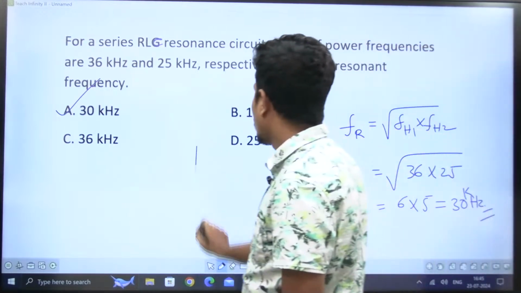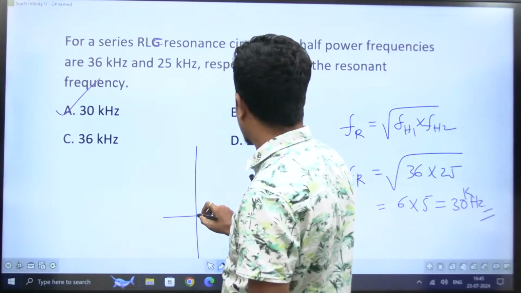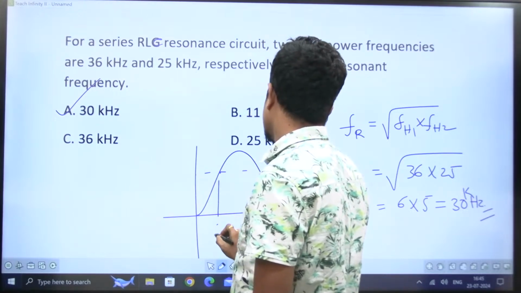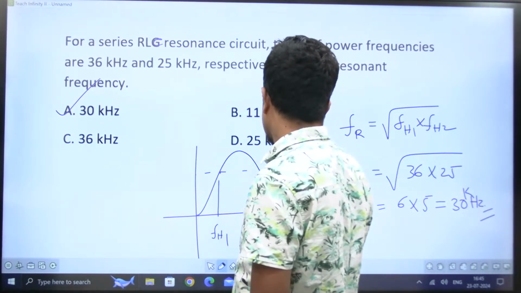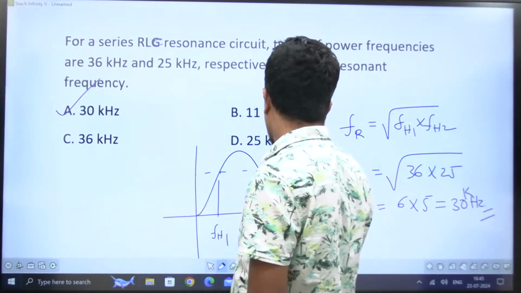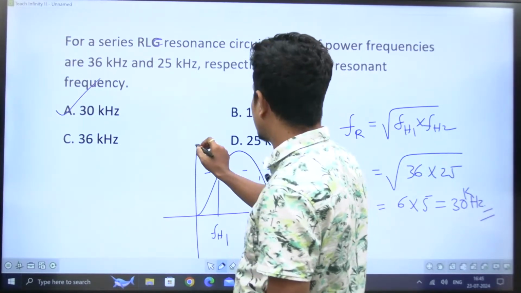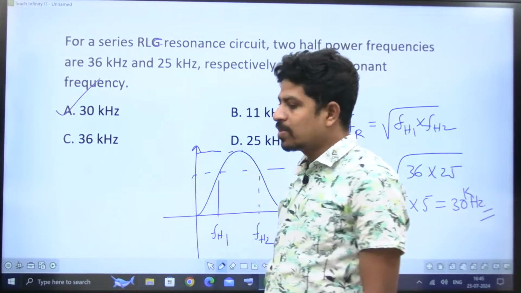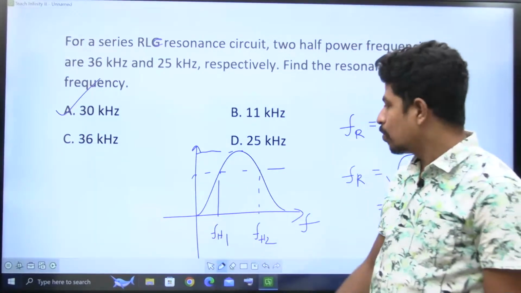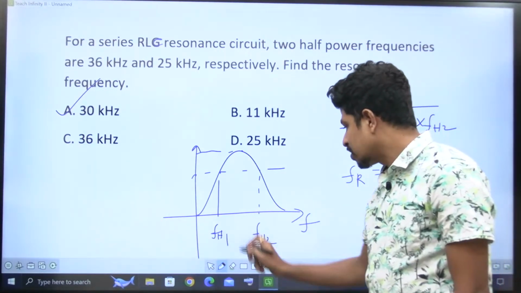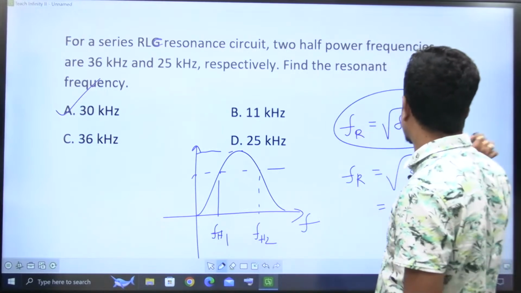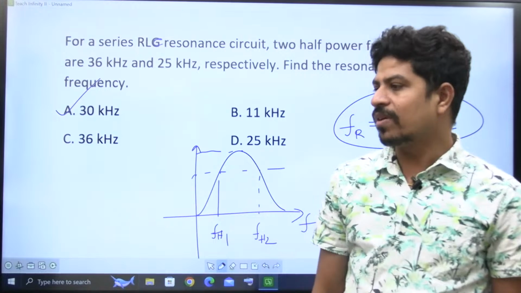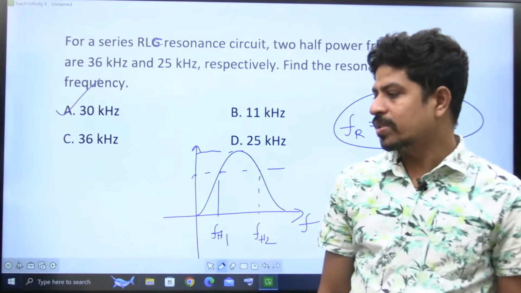If you draw it this way, you're going to get this frequency as the first half power frequency, and this is the second half power frequency. How to get these half power frequencies? You make the magnitude equal to 1 by root 2 times its maximum magnitude. But don't do all that for the HPCL examination. All that is not required. Just remember this relationship. That's all. Any question further, please?